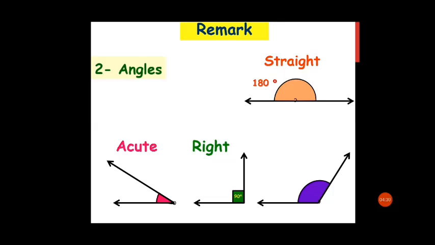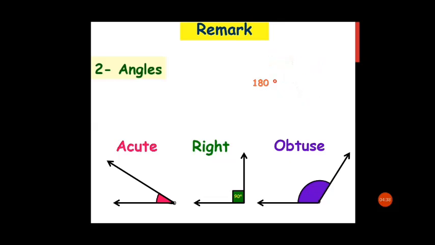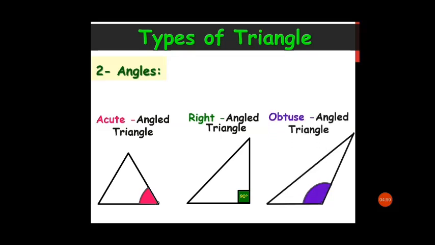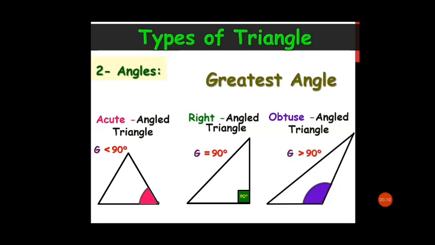So if we imagine these three types below, the acute, the right, the obtuse, and we connect the third line of the triangle, we will have acute angle, right angle, and obtuse angle. So also the types will be right angle triangle, acute angle triangle, and obtuse angle triangle. According to which angle, we will decide the type of this triangle, according to the greatest angle. So we will find the greatest angle first, and then compare this greatest angle with 90 degrees. If it's less than 90, it will be acute. Equal to 90, it will be right. Greater than 90, it will be obtuse.